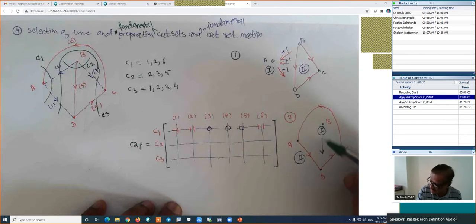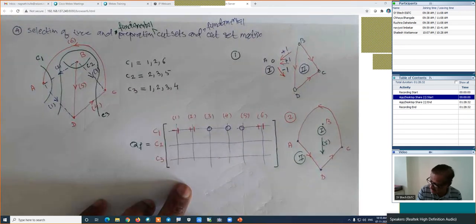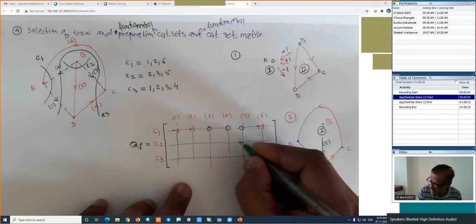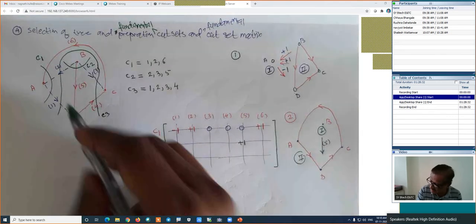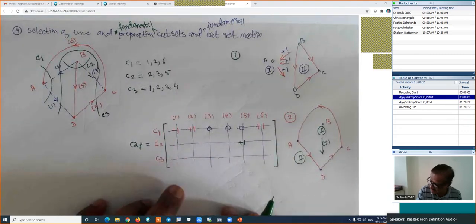In that case, these entries will be taken as positive, especially for this branch number 5. How is the entry? Because the branch number 5 is the tree branch itself, its entry will be plus 1, because its direction is the very same as the tree branch, because it itself is the tree branch. Is it right? It is a little confusing.